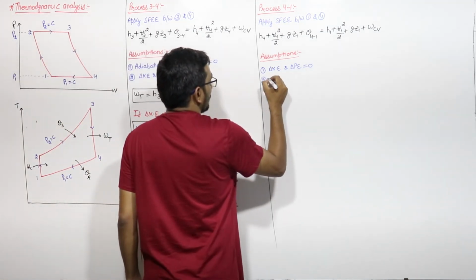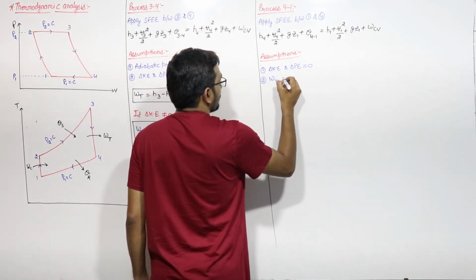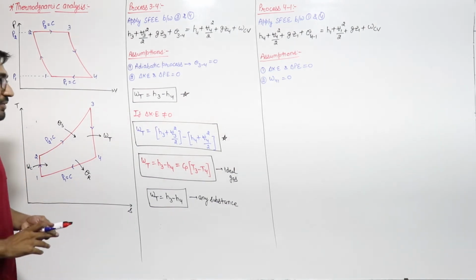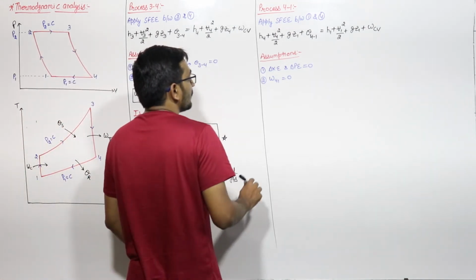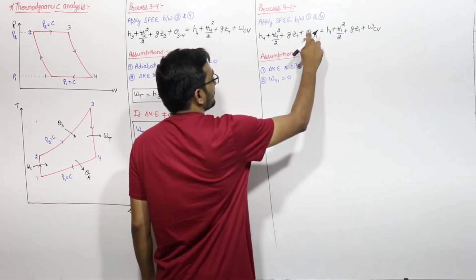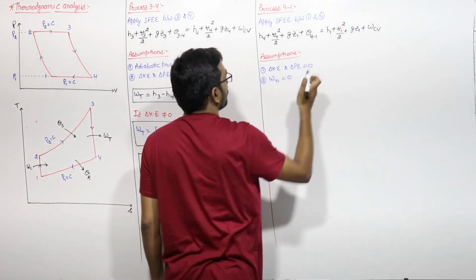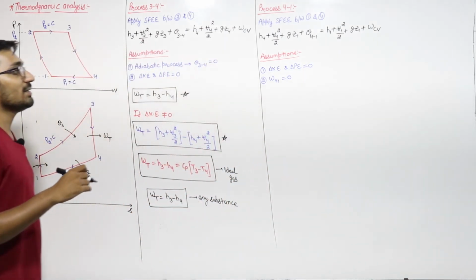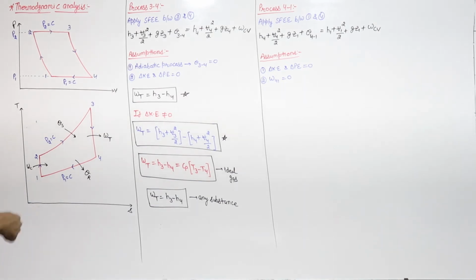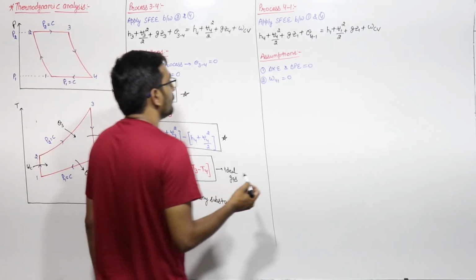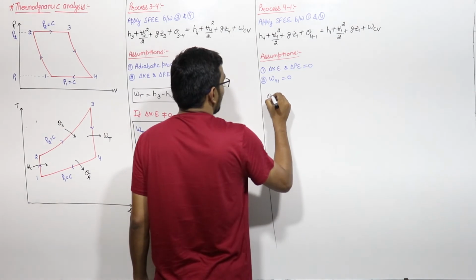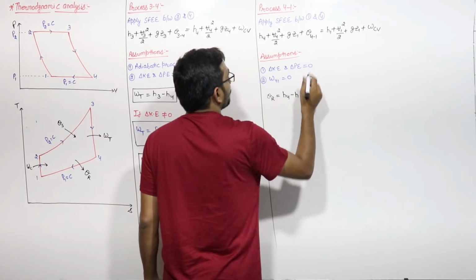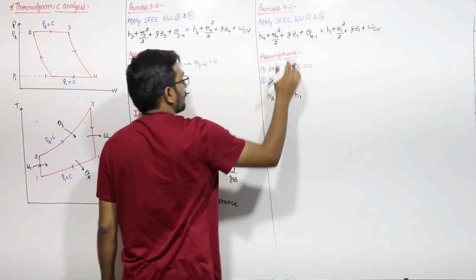Second assumption is that work done in the process 4 to 1 is 0, because this is a heat exchanger. We only need heat to be transferred, so the work transfer will be 0. Right? And heat rejected by the system is negative, so that will go this side. So you can write directly, because Q41 is heat rejected by the system, so this will be equal to H4 minus H1. This is negative, that goes this side, so H4 minus H1.